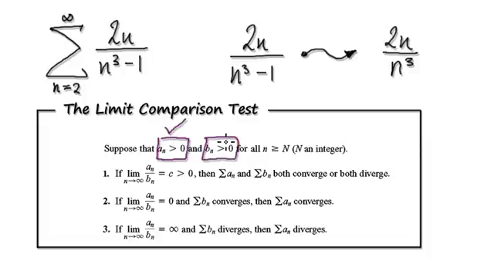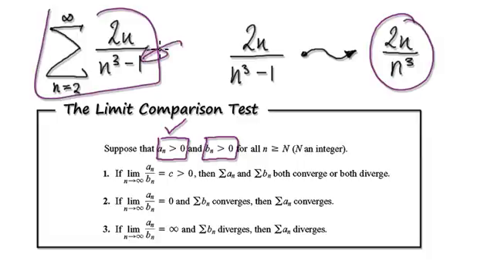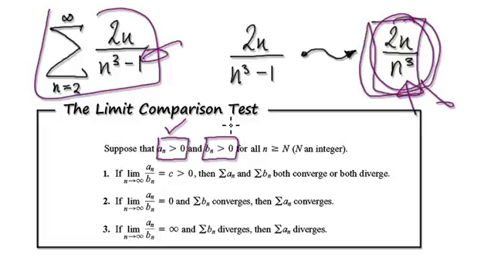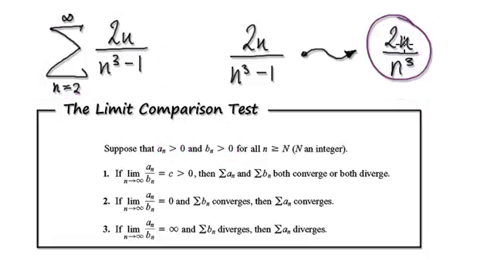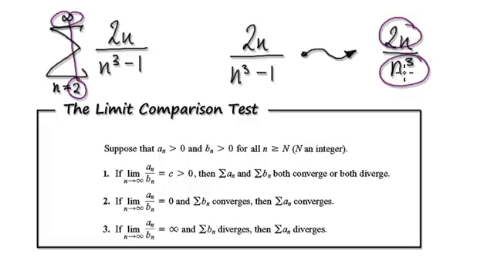And then check your bn. bn is this thing here, because we are trying to investigate an, which we know nothing about, and we compare it with something that we do know about. This thing we do know will converge, so this is your bn. As n moves from 2 to infinity, this will always be positive, this will always be positive, making the whole thing always positive. So this condition has been satisfied.